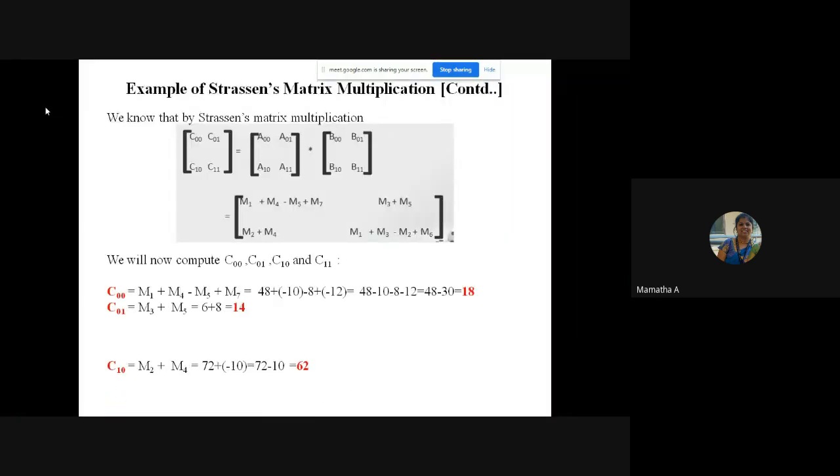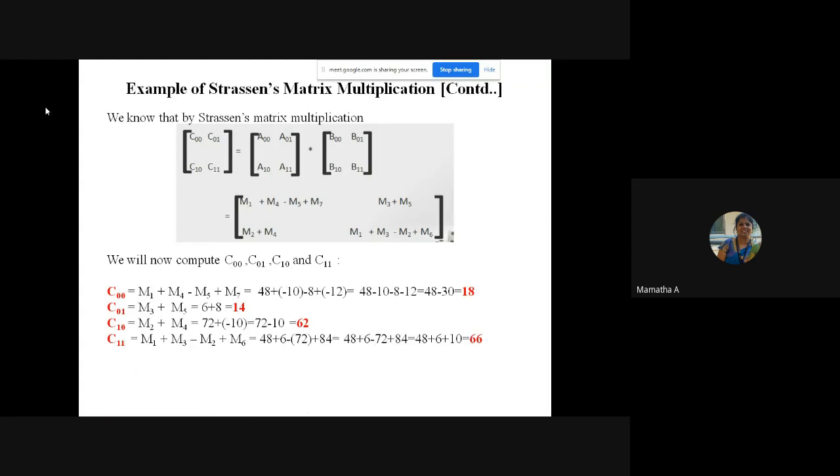Yes. So computing the values of C00, C01, C10 and C11, we can tell the result, that is the multiplication of 1375 star 6842, is equal to 18, 14, 62 and 66. Right? Can anybody tell me whatever I got, is it correct? How can you verify that the answer you got is correct?